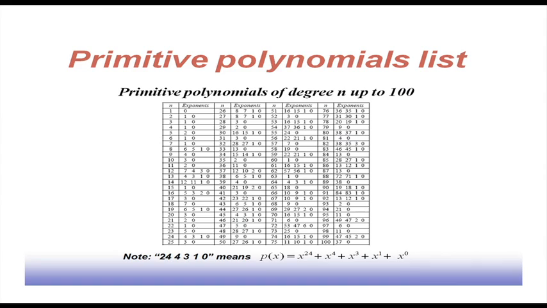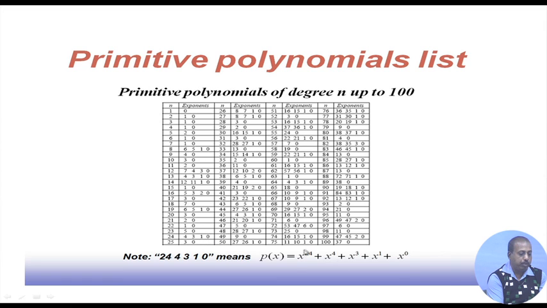Much experimentation has been done to find these primitive polynomials, and these lists are available. For example, if you are trying to formulate a polynomial of degree 24, we see that it is written 4, 3, 1 and 0.